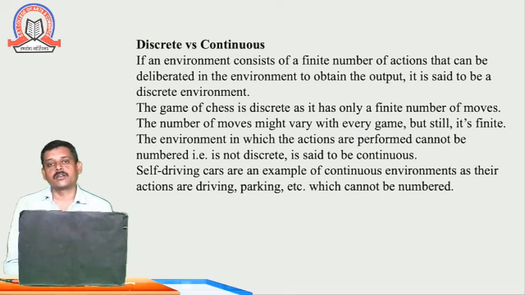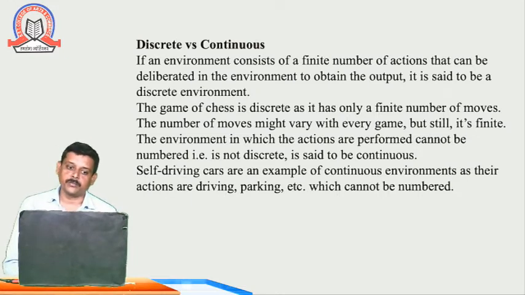Next is discrete versus continuous environment. If an environment consists of a finite number of actions that can be deliberated in the environment to obtain the output, it is said to be a discrete environment. For example, a game of chess can be considered a discrete environment, as it has only a finite number of moves. We do not have an infinite number of moves on a chessboard. The number of moves might vary with every game, but still it's finite.